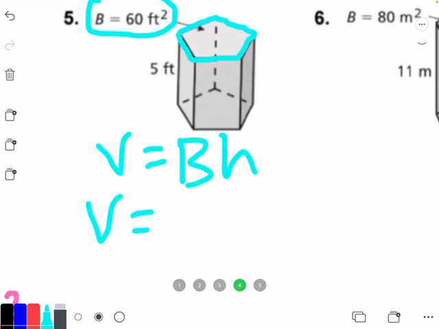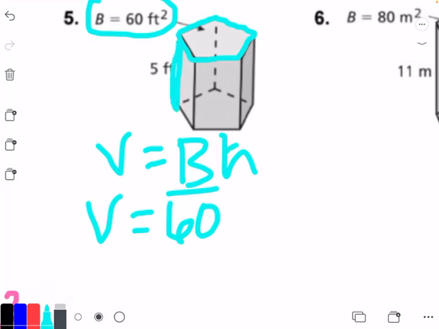So here we have volume equals 60, which is our B. Then we have our height here, which is 5. Our height. So 60 times 5. This should be an easy one. It's a quick fact. If you don't know, then please type it in your calculator. Please don't make any mistakes during this process, because one mistake can ruin the entire problem. So I do recommend you check your work.